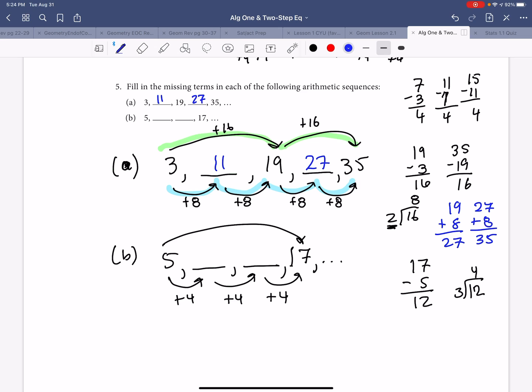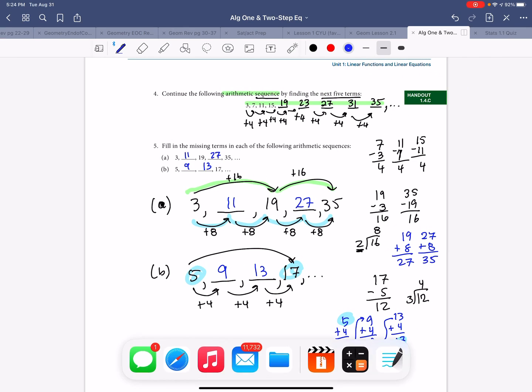So 5 plus 4 is 9, plus 4 is 13. All right, just keep doing it. Plus 4 is 17, I did it. So I wanted to start at 5 and end at 17, and I've done that by adding 4 each time. So my missing terms were 9 and 13. All right, nice work, guys.